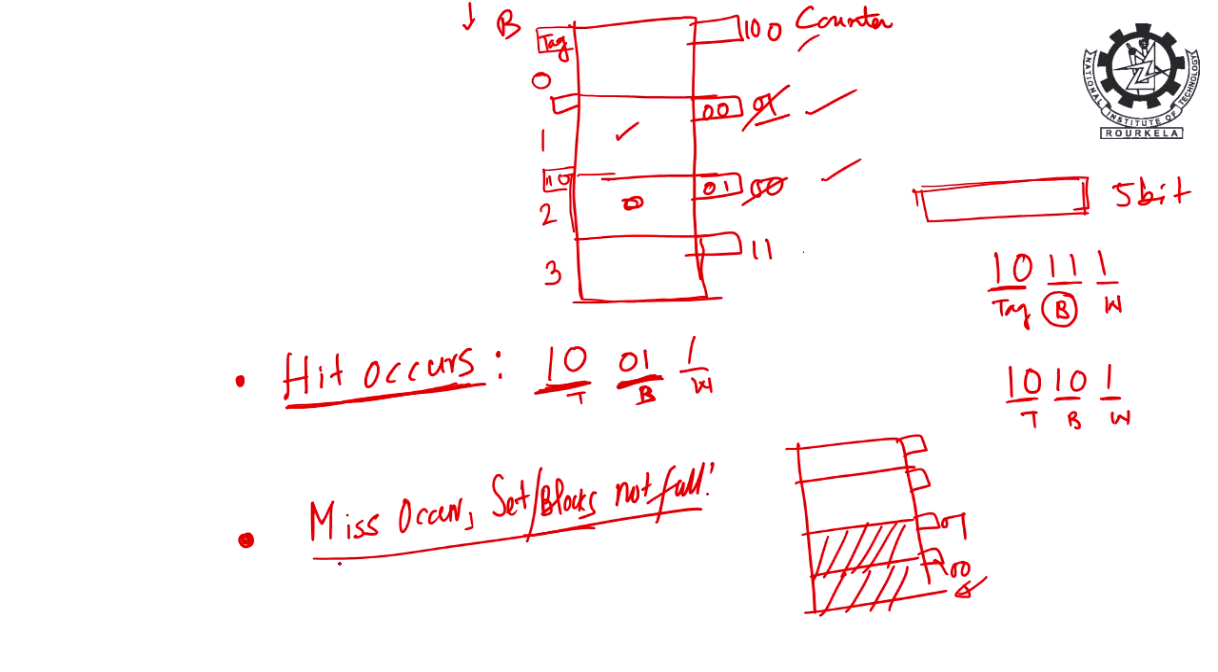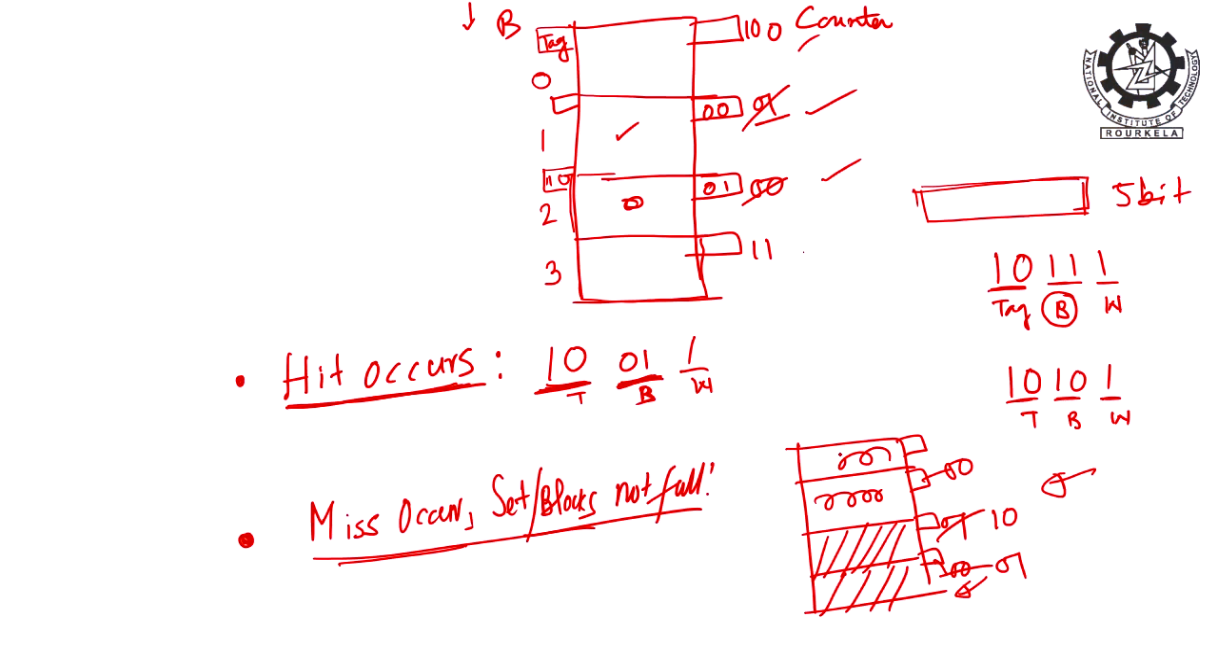Now, a miss occurs, that means the page is not there, but there is space in the cache. Therefore, the new incoming block will be placed here and its counter will be 0 0, and the others will be incremented by 1: 1 0 and 0 1. Now, another block is also a miss, but there is space in the cache memory. So, you bring another one here, then you set the value 0 0, this will be 0 1, this will be 1 1, this will be 1 0.